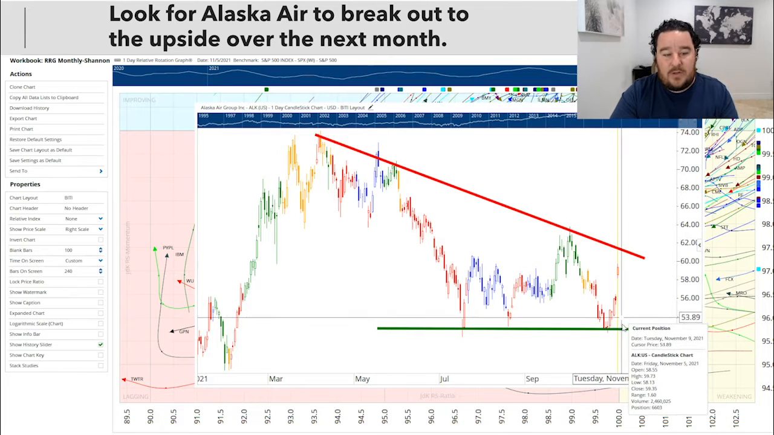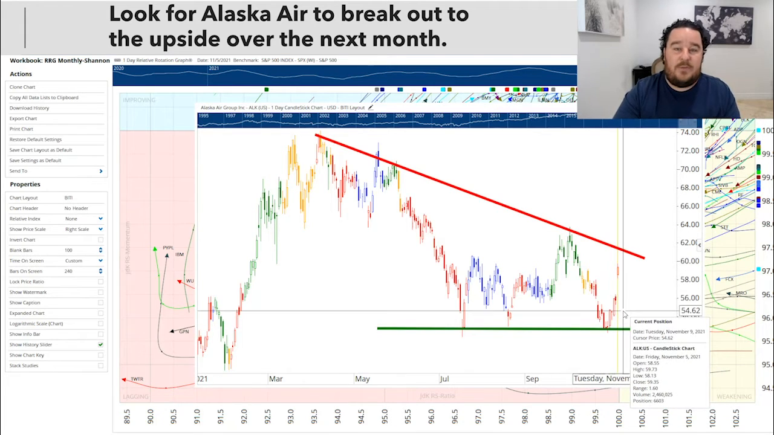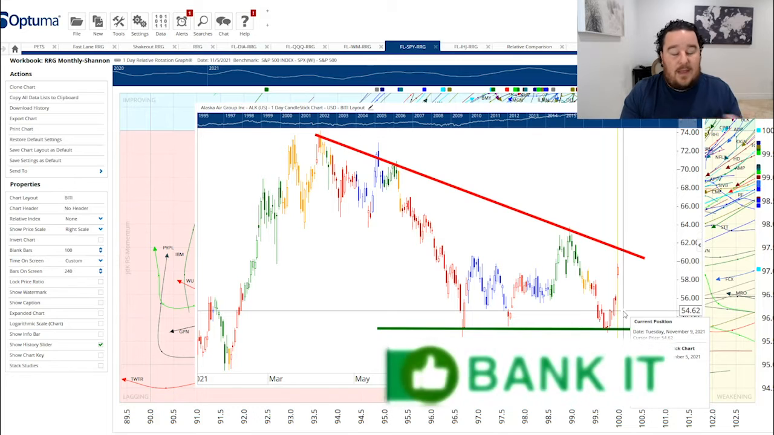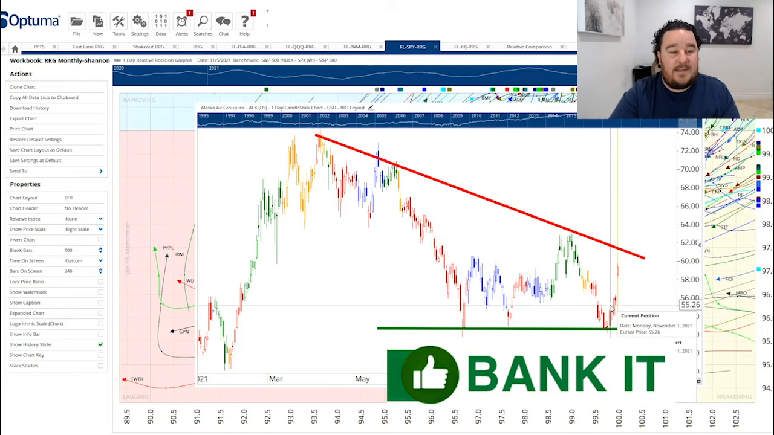But once again, we have a close support here, so it's only going to fall 10% or so at the most before it's going to test that support. So you have a tight stop on this trade, at least on the downside over the next month or so, to look for this to break out to the upside. So Alaska Air, it's going to be on our bank it list for today.